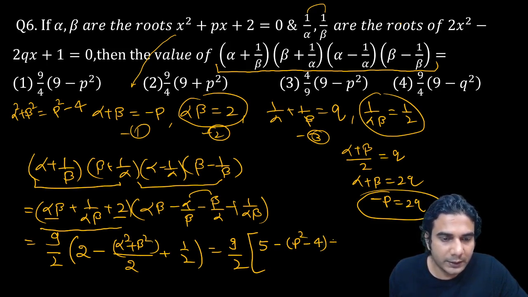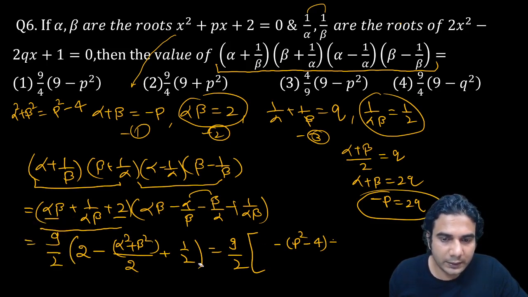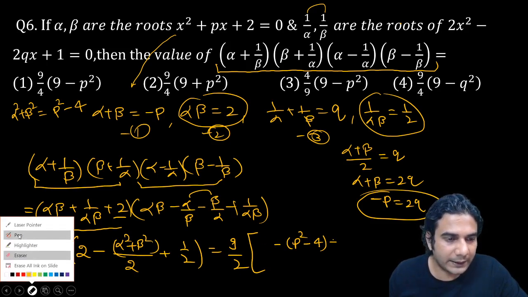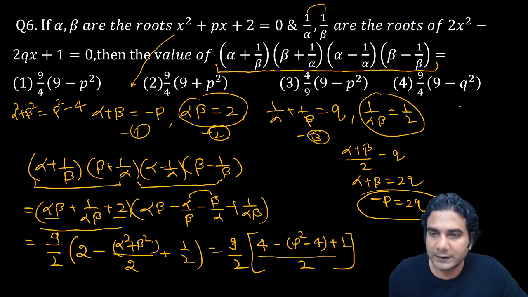One minute. 4 plus 1, 1 I have already added. This was 4. Yeah, I'll write it separately, then in the next step we can club it. So after taking LCM, this will be 4, and this will be 1. All right, this whole divided by 2. So now you can write the answer. So I'm writing the final answer here.